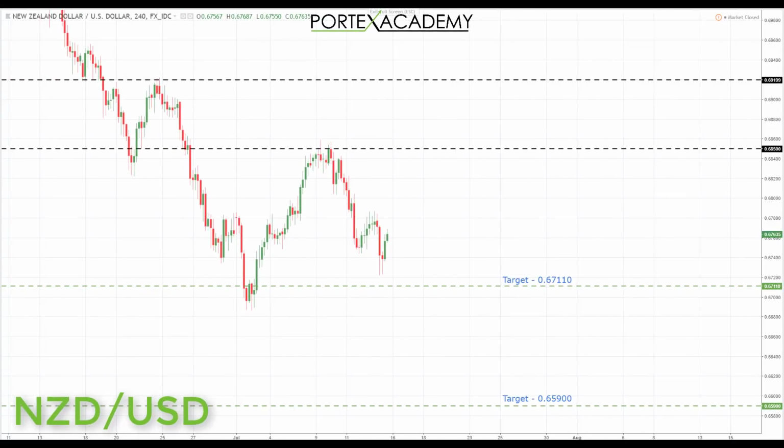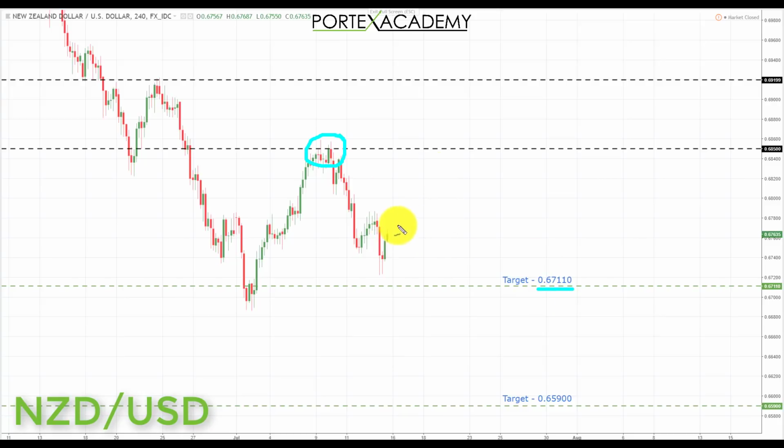Next, we have the New Zealand dollar. Now, last week we started the week testing broken support looking to turn resistance at the 0.6850, and we said that this is a great place to start to look for shorts in the New Zealand dollar. And you can see we did get that decline from this area last week, and we are now approaching the target set from last week in the New Zealand dollar at 0.67110.